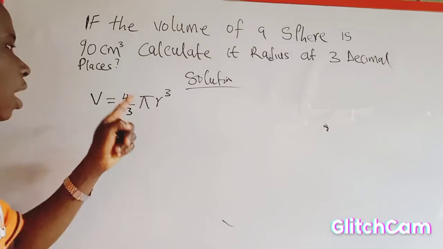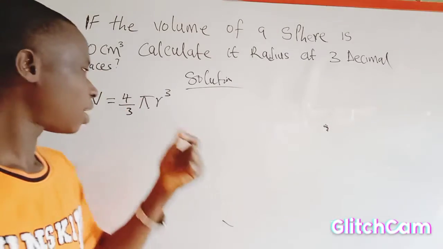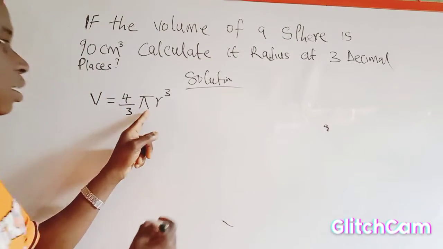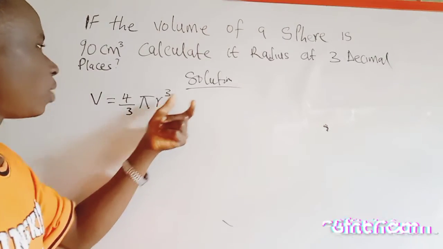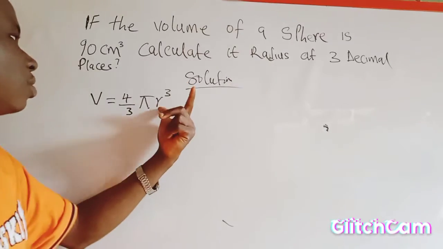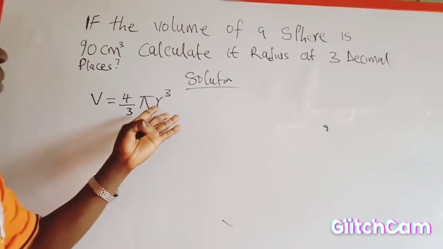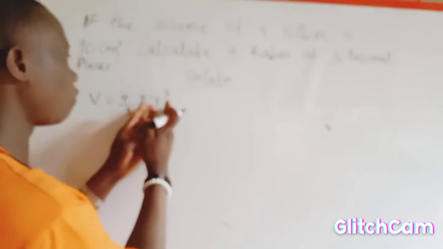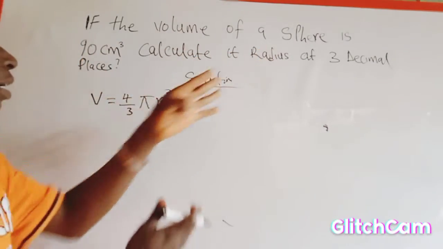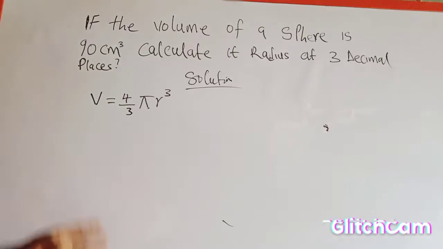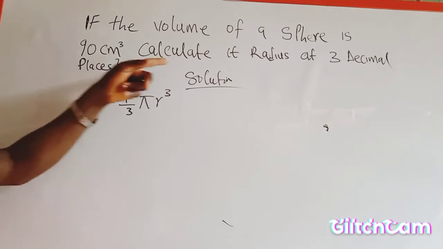The 4 over 3 is constant, and the pi is constant. In Nigeria, the constant value for pi is 22 over 7. And the radius is what we are asked to calculate. From here I can make the radius the subject of the formula, or I can substitute my data directly into this formula. The volume is given from the question.